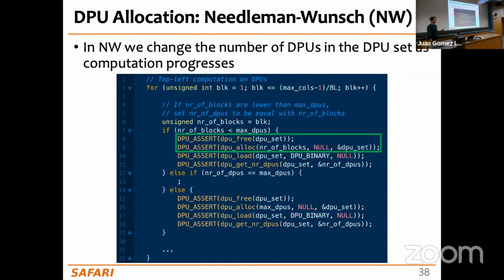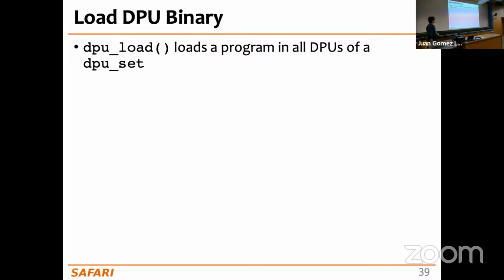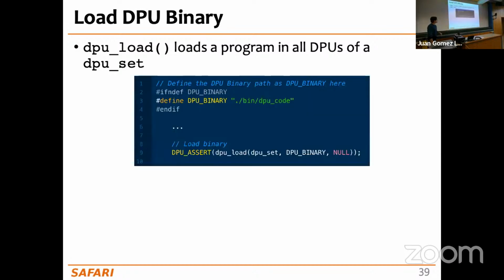Okay, so now the DPU set is allocated, and the program has access to a number of DPUs and the corresponding memory banks. So now what we have to do next is to load the program, the kernel that will run in each of the DPUs. And to do so, we use this DPU load.